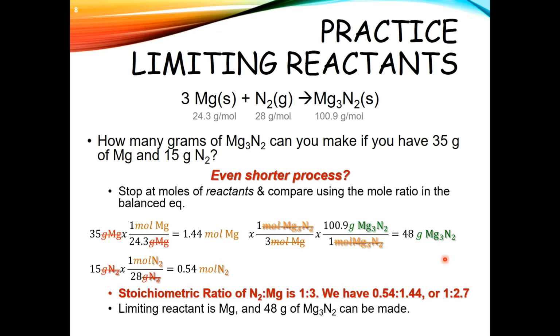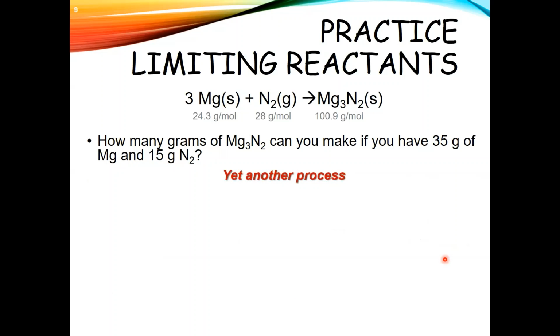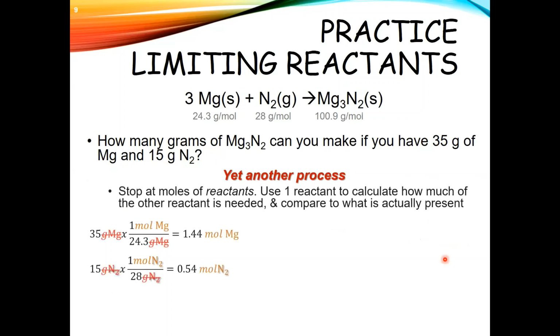The one last way of doing this is we can figure out how many moles of everything we have, and then we can figure out if I have this many moles of N2, how many moles of magnesium would I consume? Or if I have this many moles of magnesium, how many moles of nitrogen could I consume in this reaction? So we'll just look at the nitrogen. We have 0.54 moles of nitrogen. We're going to need to multiply that by our mole fraction between magnesium and nitrogen. And we can see that if we have 0.54 moles of nitrogen, we could also use up 1.62 moles of magnesium.